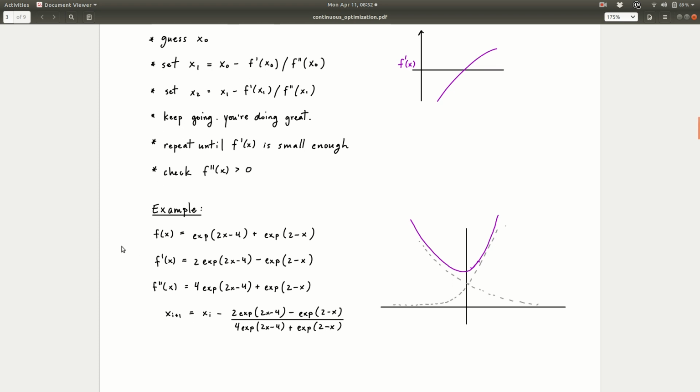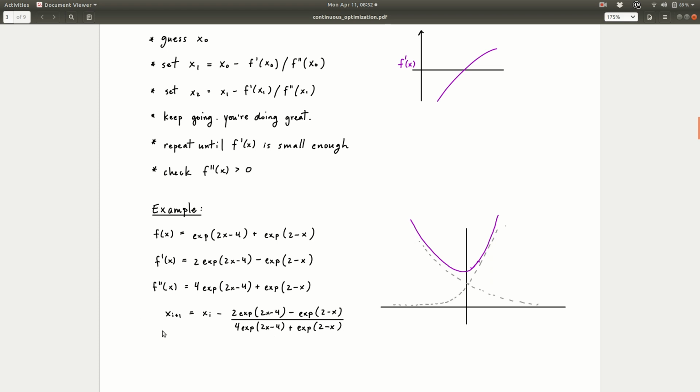All right, so exponentials are easy to differentiate. So this is 2e to the 2x minus 4 minus 2e to the 2 minus x. And here's the second derivative. And then, therefore, this is the update formula. It's xi minus first derivative. And, of course, this should say xi here. We have to plug in the current value. And this should say xi here. So that's the update formula.